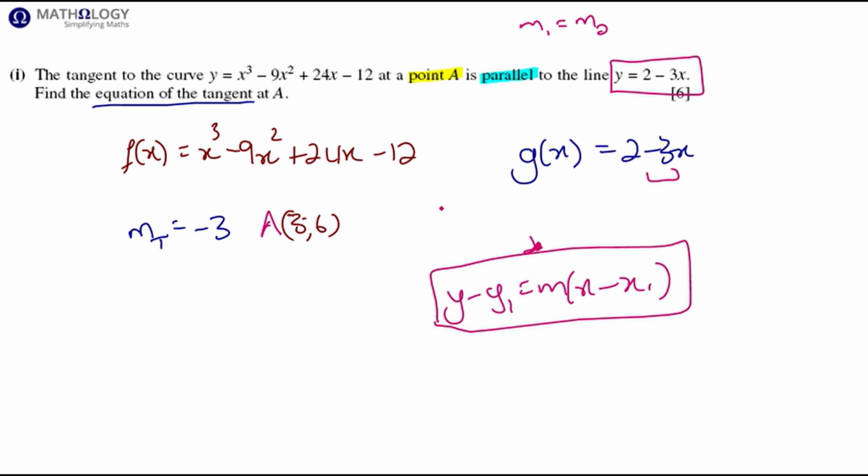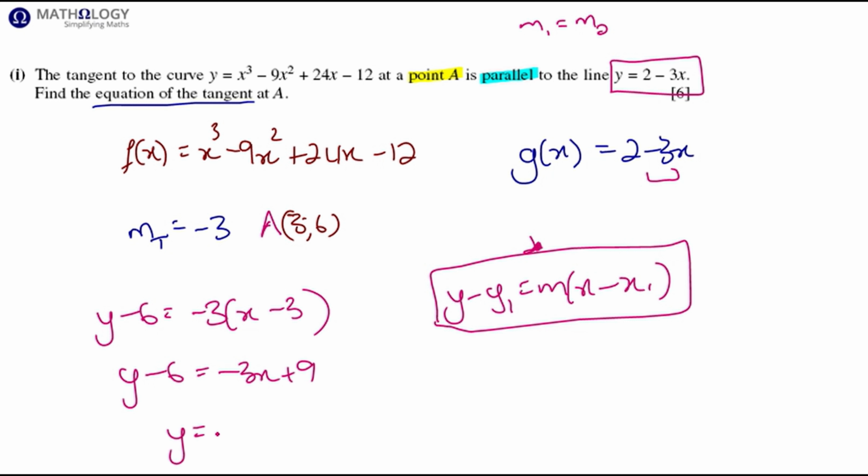We're just going to use y minus y1 equals m times x minus x1. It doesn't make a difference. We're just going to do both in case you prefer using that. So y minus 6 equals minus 3 times x minus 3. y minus 6 equals minus 3x plus 9. y equals minus 3x plus 15. And surprise, surprise, we get the same equation.